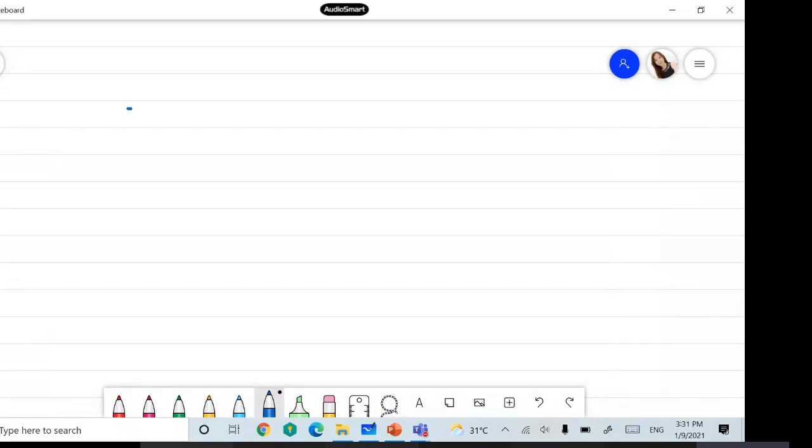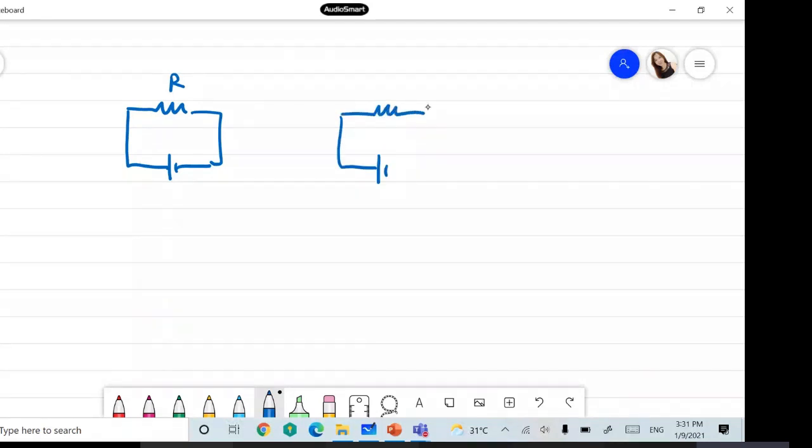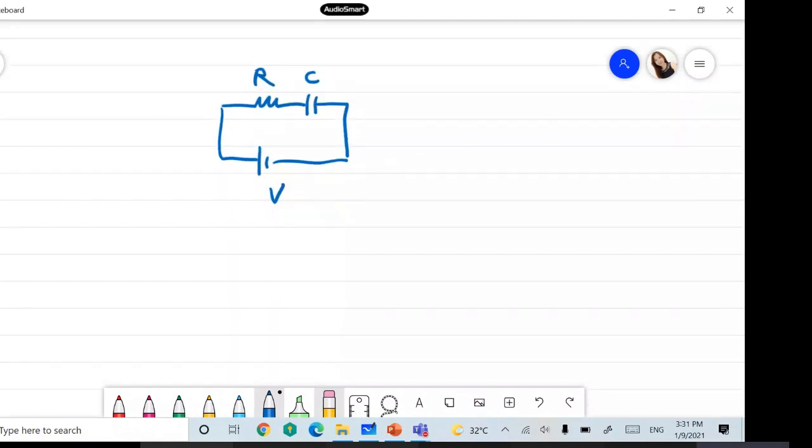resistor to a DC circuit, right? Or you are connecting a resistor with one capacitor in a DC circuit, right? And because this is a DC circuit, for example, I'm just referring to an RC circuit. So here is the RC circuit.